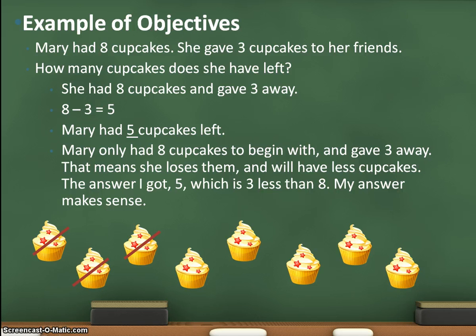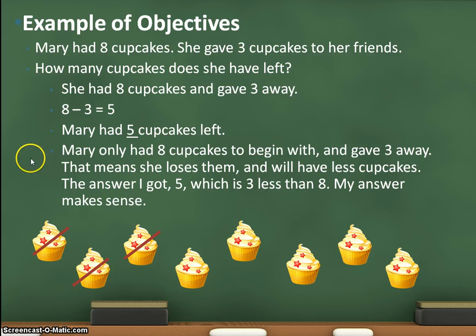Our original problem was Mary had 8 cupcakes. She gave 3 cupcakes to her friends. How many cupcakes does she have left? The important information is she had 8 cupcakes and gave 3 away. The model is 8 cupcakes with 3 drawn out. The subtraction problem we came up with was 8 minus 3 equals 5. We put 5 in the blank to say Mary had 5 cupcakes left.